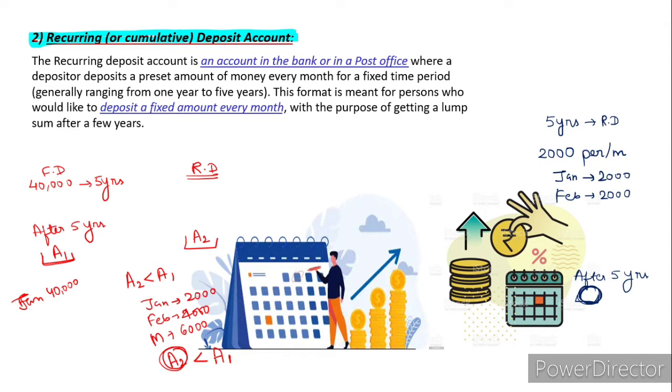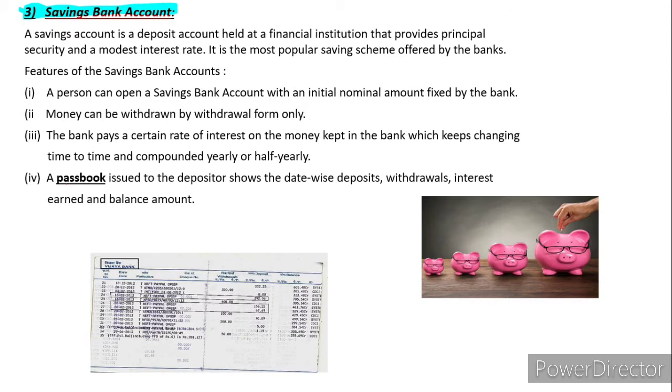इसमें भी ये है कि आप अगर 5 साल तक रेकरिंग डिपॉजिट अकाउंट खोलते हैं तो 5 साल के बीच में आप अपना अमाउंट नहीं निकाल सकते. ओके, नेक्स्ट वी विल मूव ऑन टू द सेविंग बैंक अकाउंट.